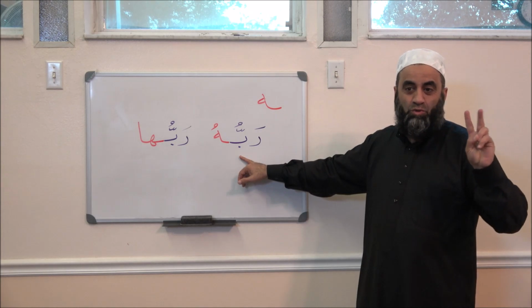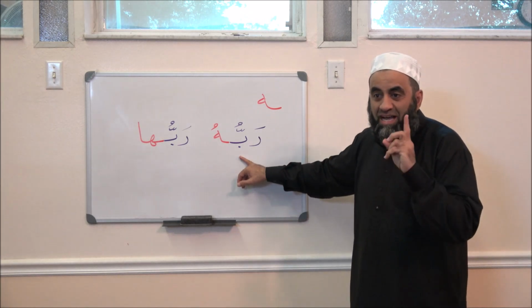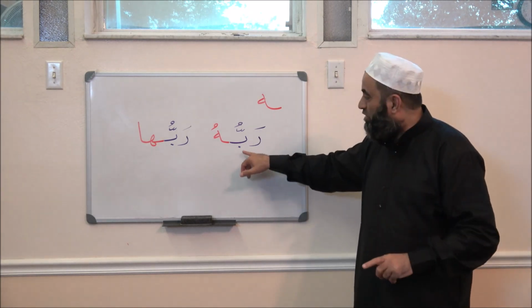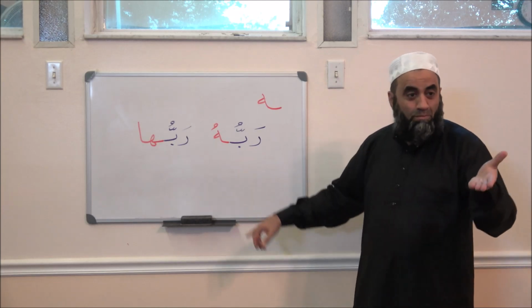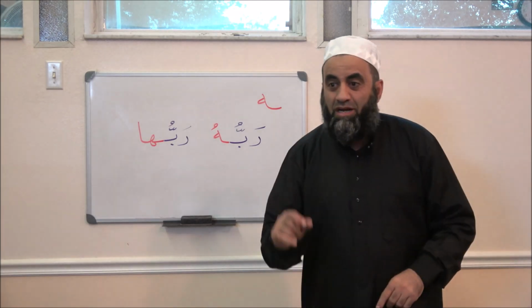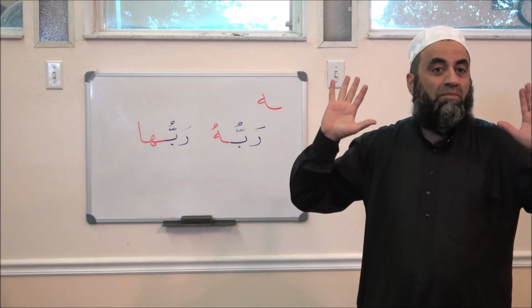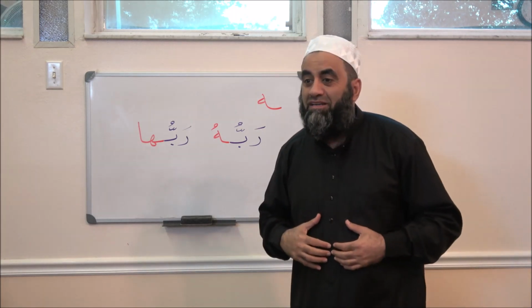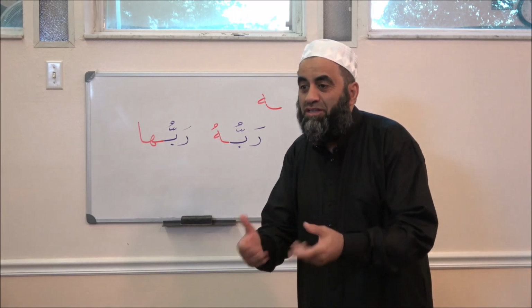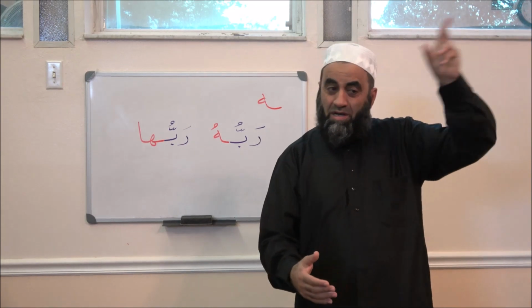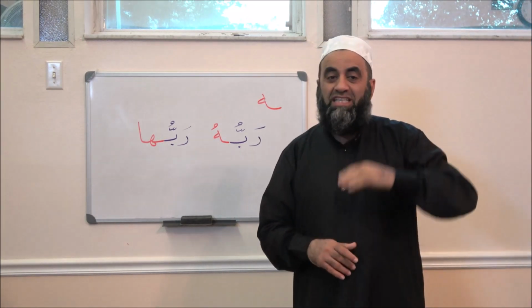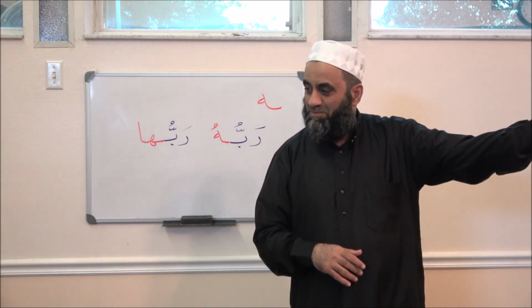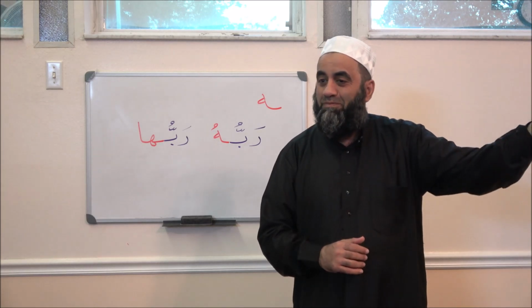Mim alif is for two. For plural we add a mim. Just a mim. So this becomes Rabbuhum. Rabbuhuma is for two; Rabbuhum, just add the mim. What does Rabbuhum mean? Their Lord. Kitabuhum. Nabiyyuhum.